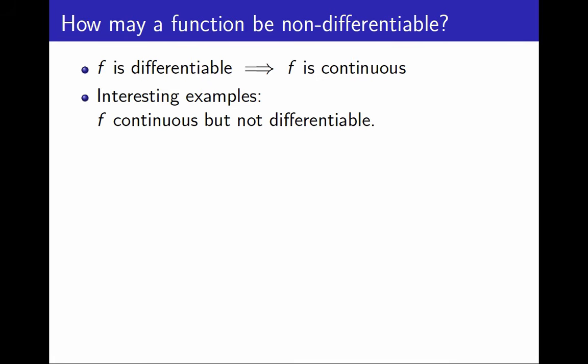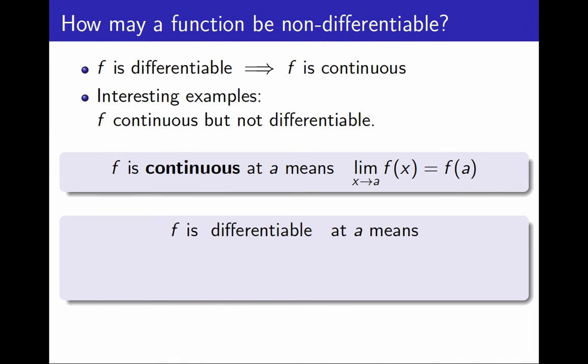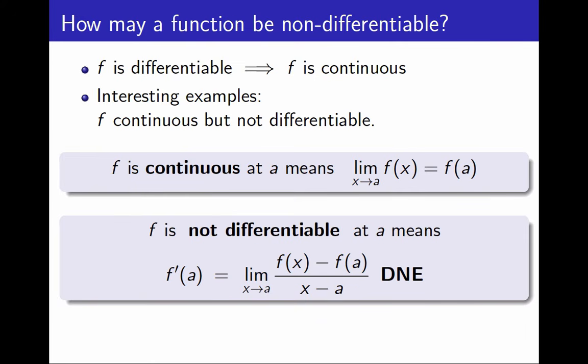As a reminder, saying that a function f is continuous at a number a means that the limit as x approaches a of f of x is f of a. Saying that f is differentiable at a means that a different limit exists, the limit of f of x minus f of a over x minus a. This is the limit we use to define the derivative f prime of a. So saying that f is not differentiable at a means that this second limit does not exist.